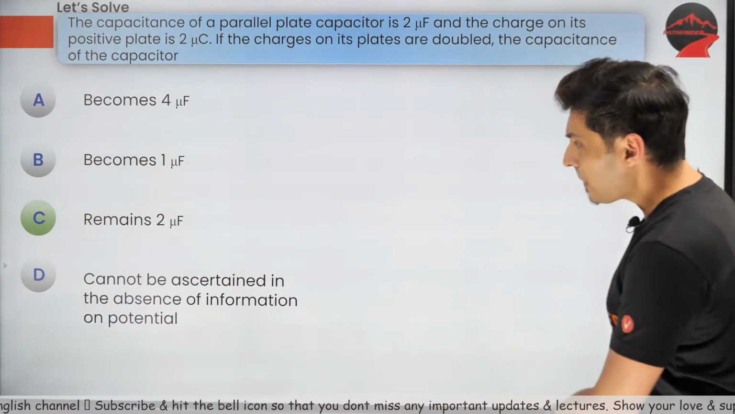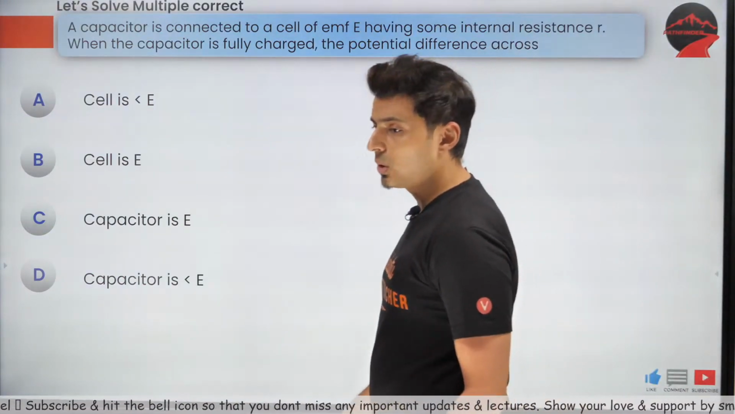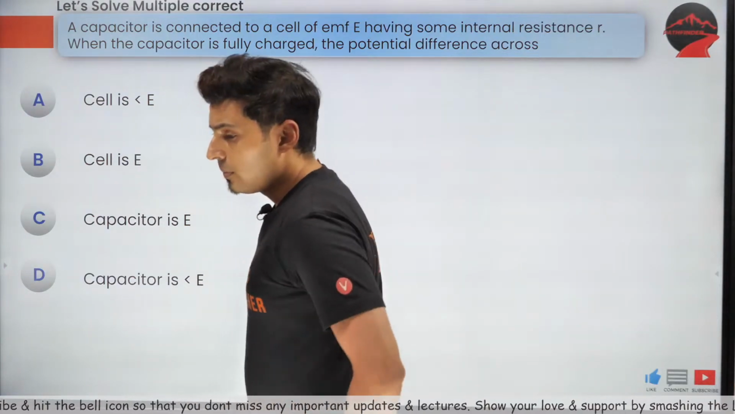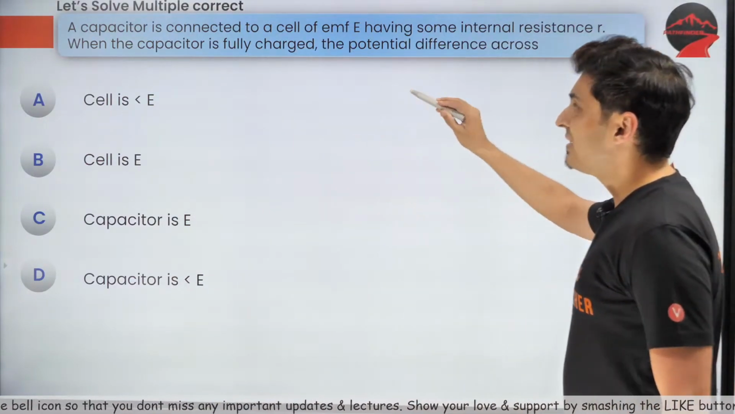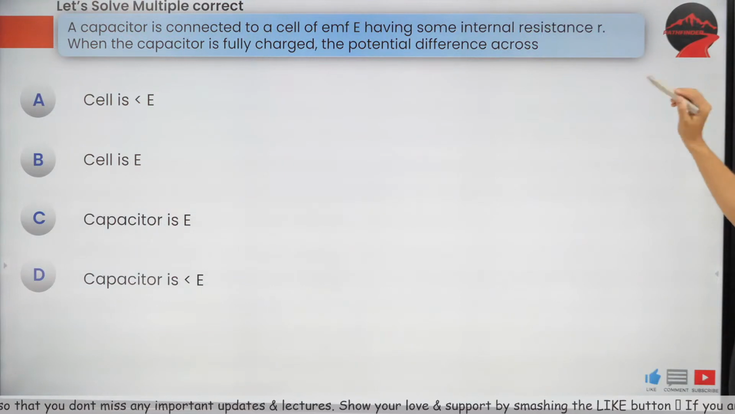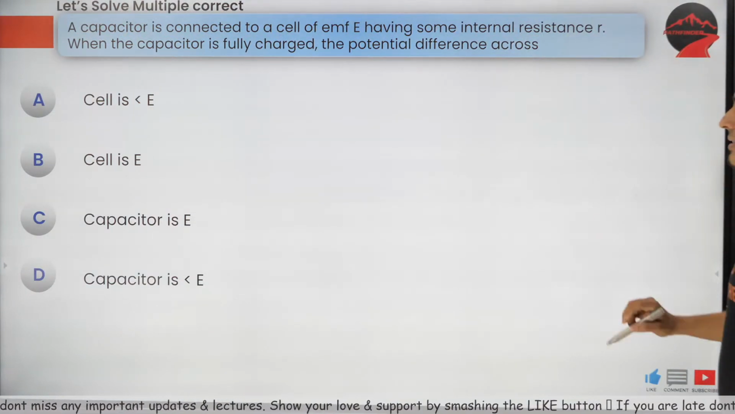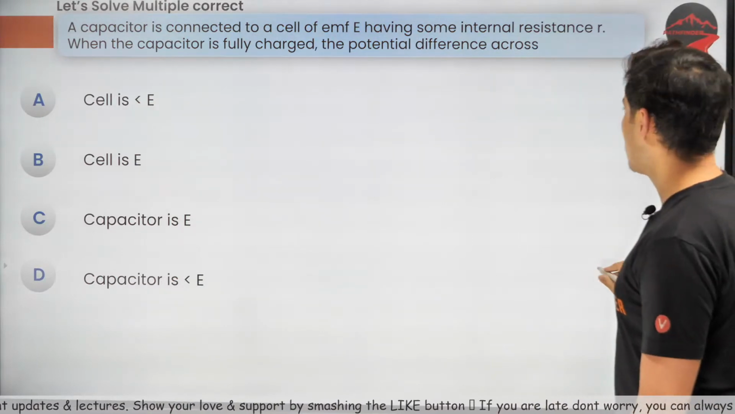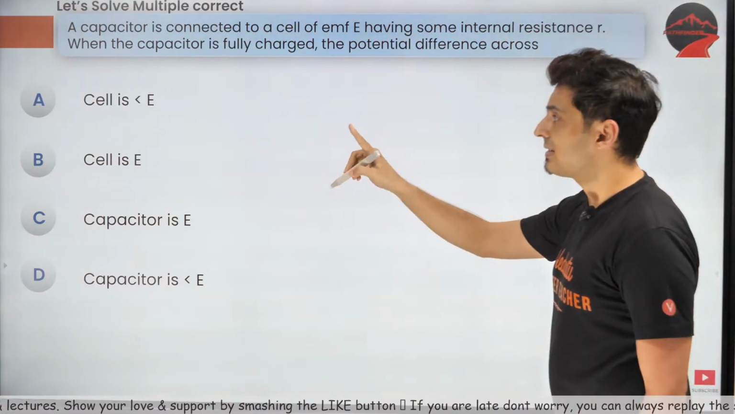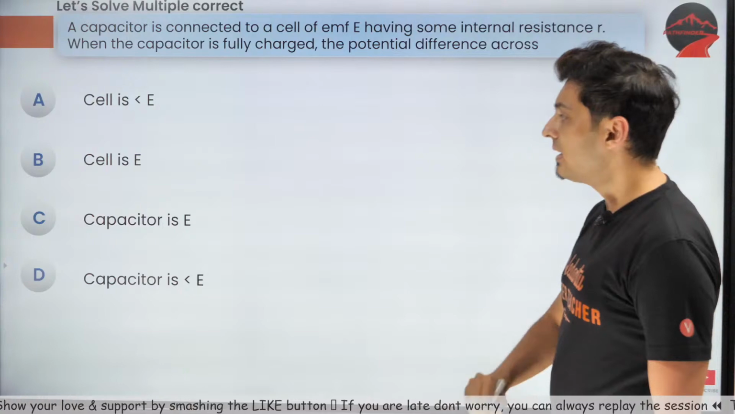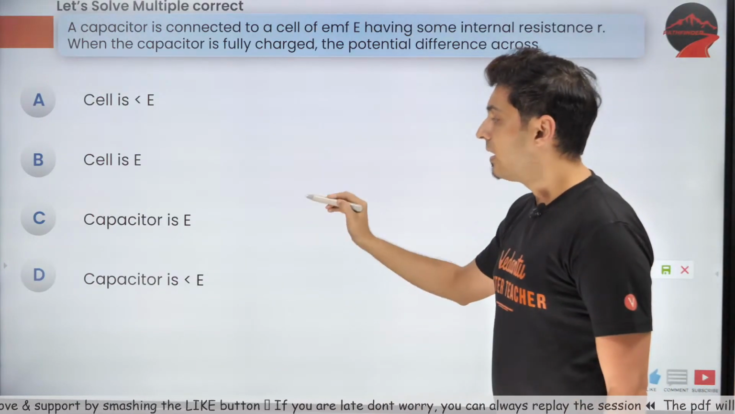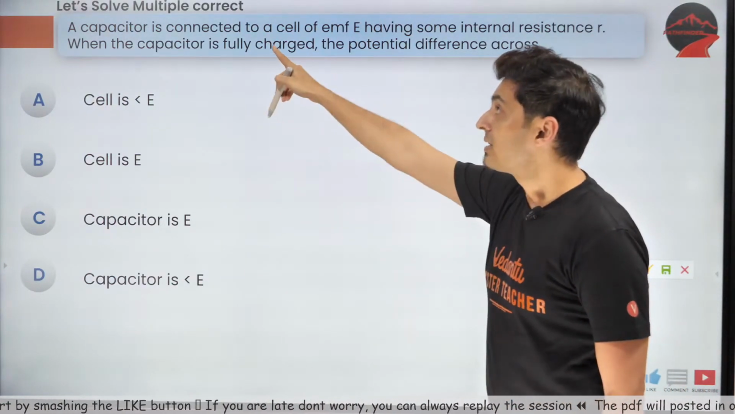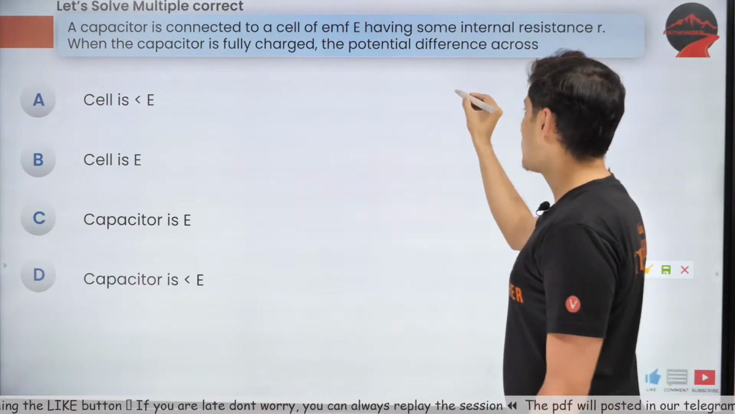Very good. Let's get moving to the next question coming up on your screen. So basically what do we have? A capacitor is connected to a cell of EMF E. It has some internal resistance. When the capacitor is fully charged, the potential difference across the cell is less than E, across the cell is E, across the capacitor is E, across the capacitor is less than E. It's a multiple correct, more than one option may be correct.